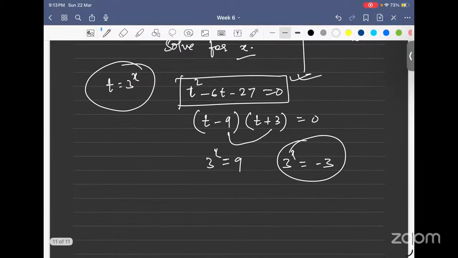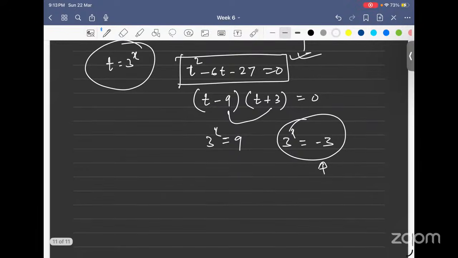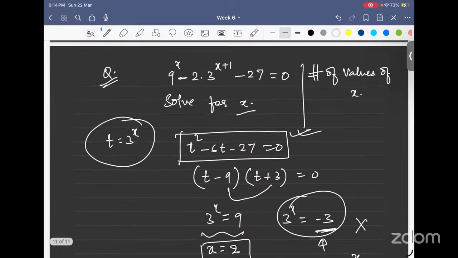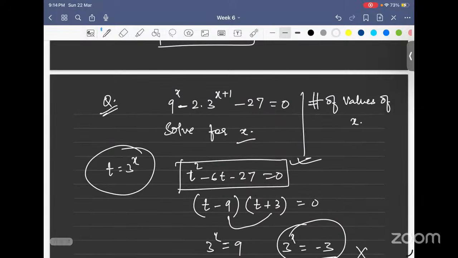Why is this not possible? Because you have read the exponential function, right? For this function, what is the range? 0 to infinity. Minus 3 you can't get, so for this you can't get any value of x. Here you can get it, x equals 2. So the number of values of x is 1. The solution is 2.